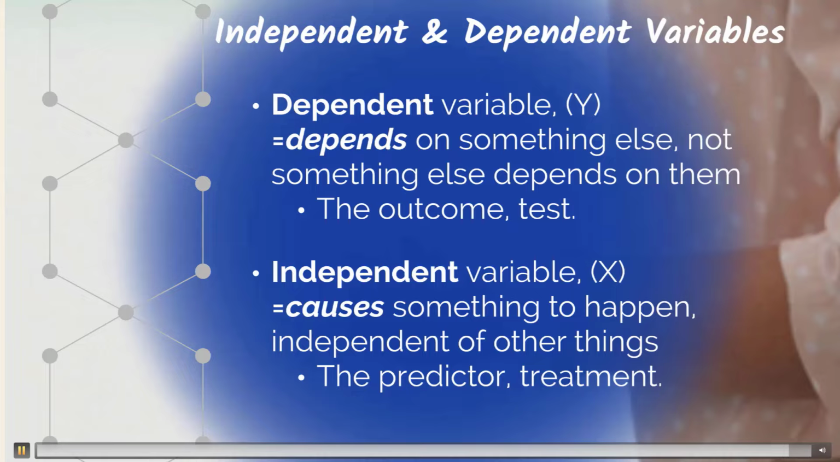As a rule of thumb, the treatment variable is always an independent variable or predictor, as are demographic variables such as age, sex, and race. The dependent variable usually is a behavior or an attitude.